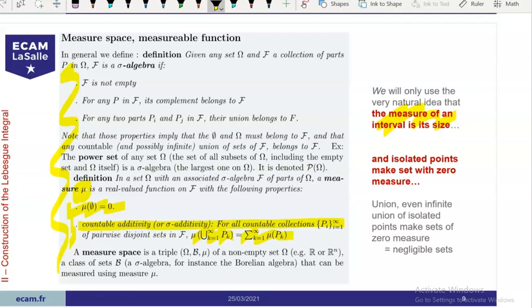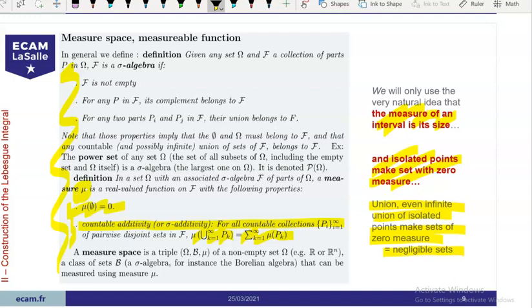But for us, I'm just asking you to remember two things. The measure of an interval is the size of the interval, as natural and intuitive as it is. And the second thing is that if you measure a set that contains only isolated points, it's going to be 0. And even more, if you do a union, even an infinite union, of isolated points, it's going to be a set of 0 measure. These are what are going to be called negligible. Negligible sets are the sets that have 0 measure.